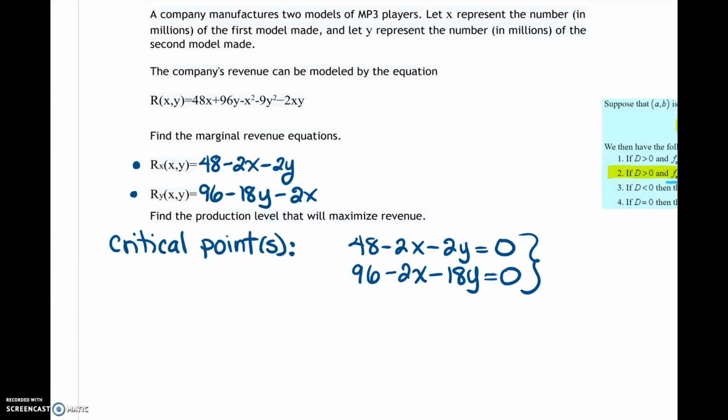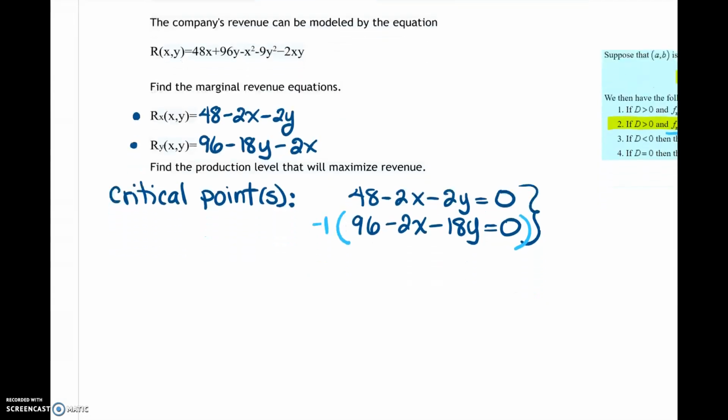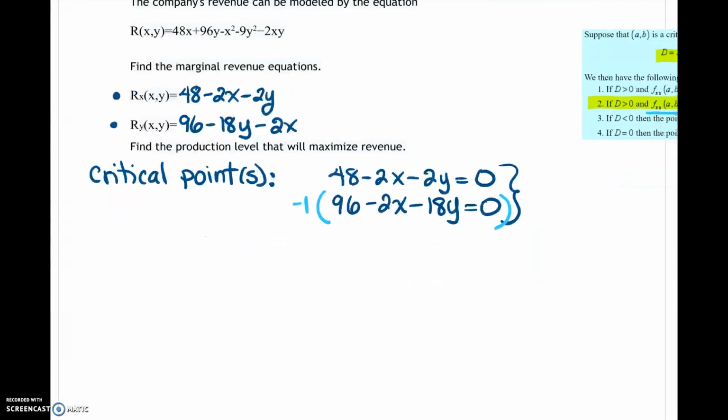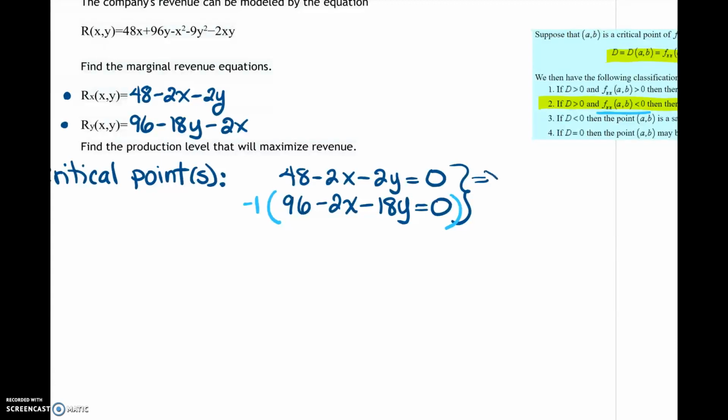I think the easiest way for this one would be to do elimination, and I think I could make these x terms eliminate if I were to multiply, well, either equation, but I'll choose to multiply the second equation by a negative 1, and therefore my goal will be to make these x terms cancel out. Okay, so here's my new equations. The first equation is staying the same: 48 minus 2x minus 2y is 0. The second equation, the signs are going to change. I'm going to have a negative 96, a plus 2x, a plus 18y is 0.